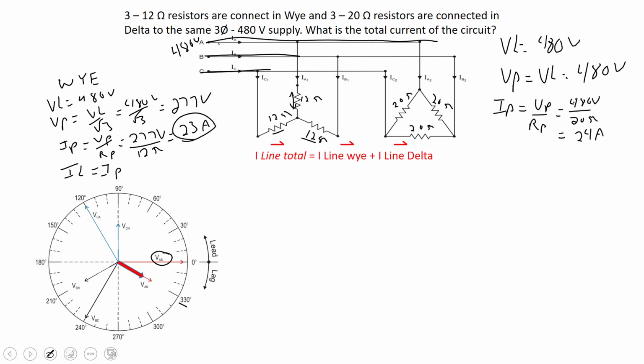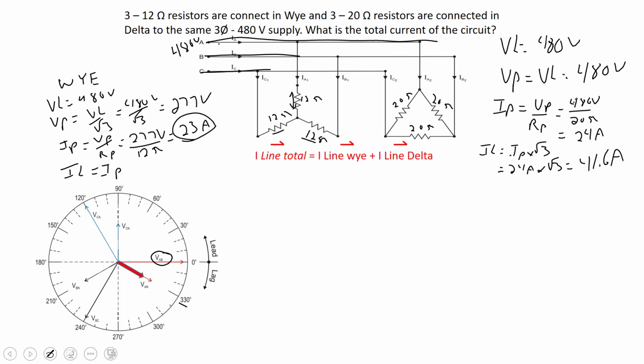Now, because this is a balanced circuit, I can determine my line current by taking my phase current and multiplying it by √3. So 24 amps times √3, that comes to 41.6 amps.